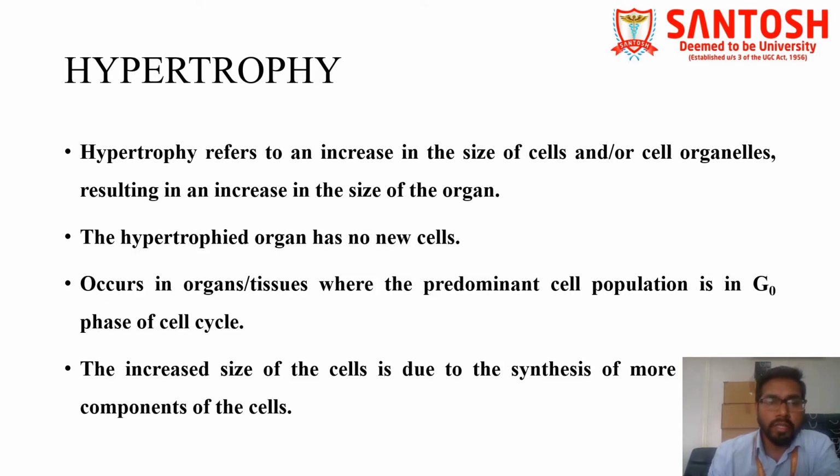So hypertrophy refers to an increase in the size of the cells or cell organelles resulting in an increase in the size of the organ. The hypertrophied organ has no new cells, and occurs in organs and tissues where the predominant cell population is in the G0 phase of the cell cycle. Very important. The increased size of the cells is due to the synthesis of more components of the cells.